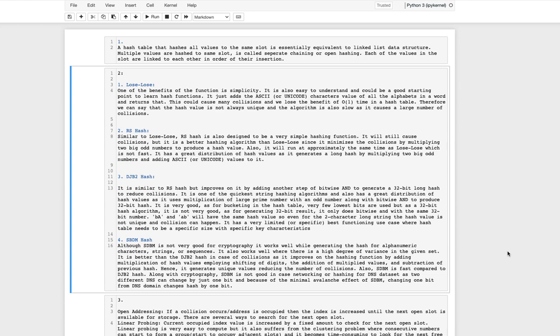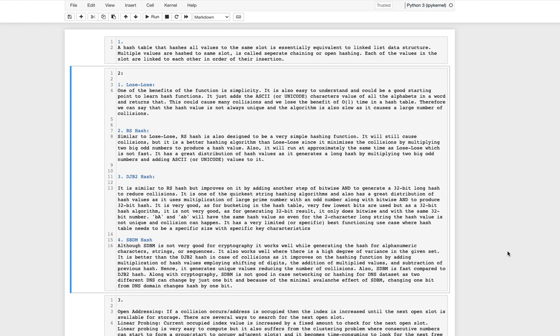This could cause many collisions, and we lose the benefit of O(1) time in a hash table. Therefore, we can say the drawback is that the hash value is not always unique, and the algorithm is also slow as it causes a large number of collisions.